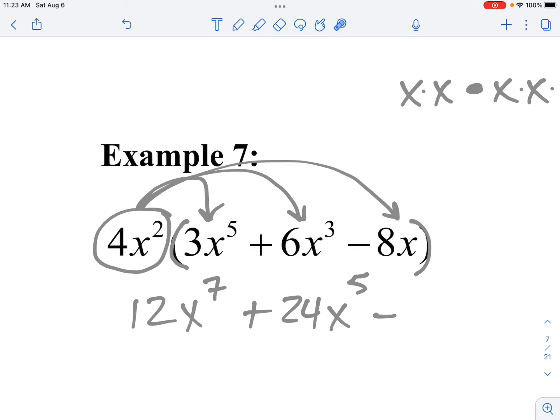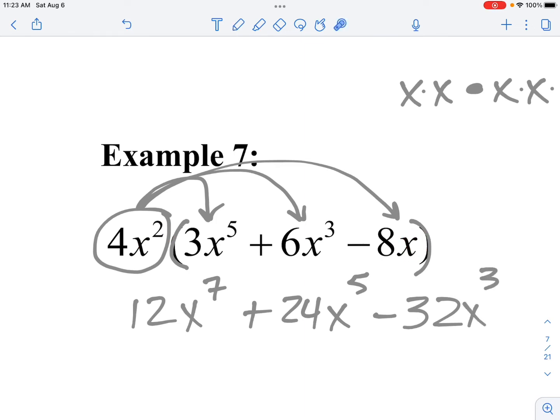And I'm distributing my 4x squared to my negative 8x. So that negative sign is here. And I'm going to do 4 times 8, which is 32. And I'm taking my x squared times my x. So this is 2 x's, and I'm multiplying by 1 more. That makes 3. So x to the third.